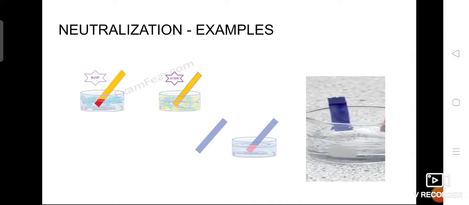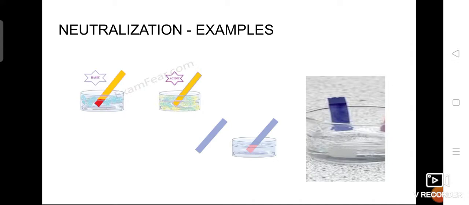What it means is that initially it was yellow, at the beginning it was yellow. When dipped in base, it changes into dark red. Again, if you dip it in an acidic solution, it will change its color back into yellow, isn't it?